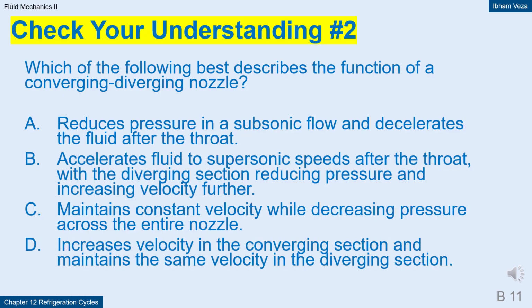C. Maintains constant velocity while decreasing pressure across the entire nozzle. This is incorrect because the velocity does not remain constant. The nozzle's design ensures acceleration in both converging and diverging sections for subsonic and supersonic flows, respectively. D. Increases velocity in the converging section and maintains the same velocity in the diverging section. This is incorrect because the diverging section of a converging-diverging nozzle is designed to further accelerate the fluid to supersonic speeds, not maintain the same velocity.